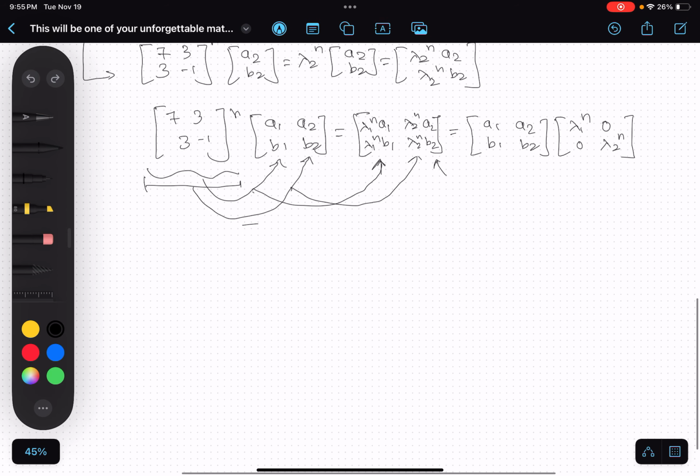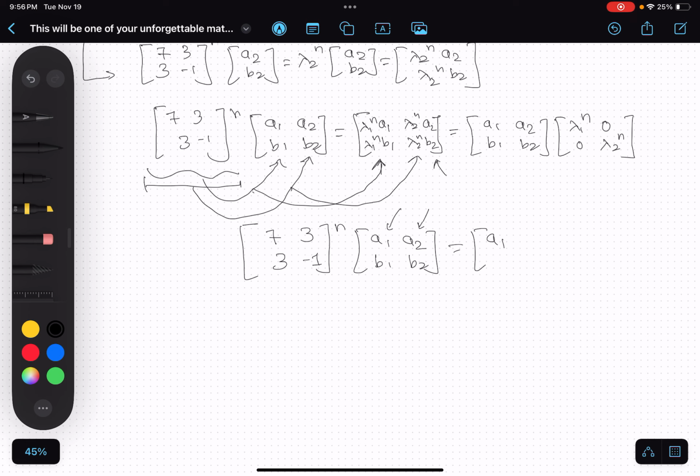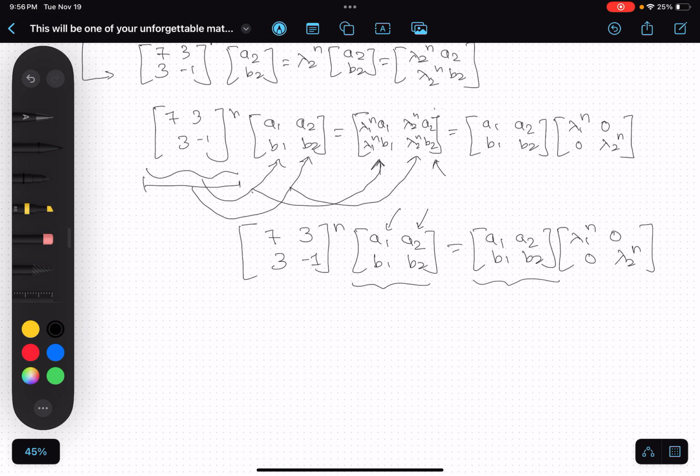Okay. So now what we have is the matrix minus 1 to the power n times a1 b1 a2 b2. So for a1 b1 and a2 b2 being those special vectors, this will be equal to a1 b1 a2 b2 times lambda 1 to the power n 0 0 lambda 2 to the power n. Now the reason I did this is I wanted to make these two matrices the same, so that's why I broke this matrix as a product of these two matrices. And breaking a matrix as a product is actually a very common idea, and you will be familiar with it as we go on learning the mathematics.